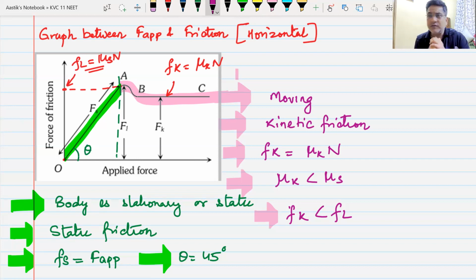We don't normally expect a question from this chapter. If a question comes, it would be a theoretical question, based on this concept of kinetic friction or static friction, or based on this graph. Very rarely you might get a numerical, but I hope if you get it, you should be able to solve it. Remember, limiting friction is the maximum value of static friction. The value of limiting friction is mu s into N. Do we understand this, everyone?